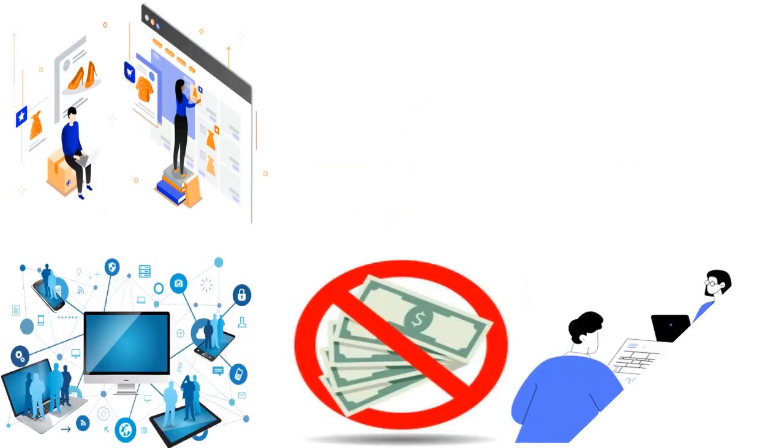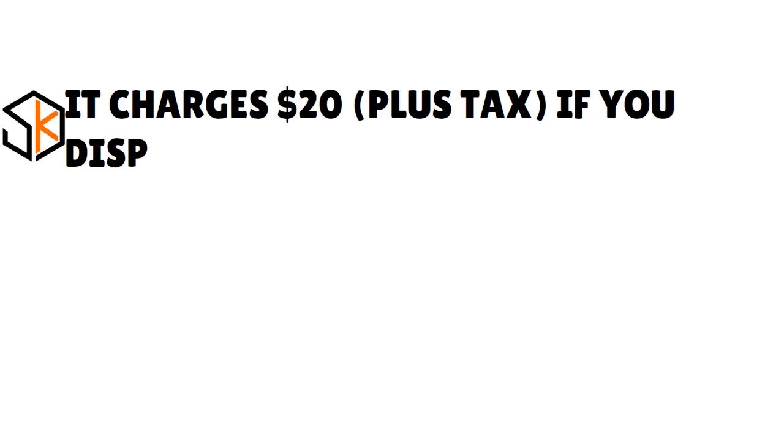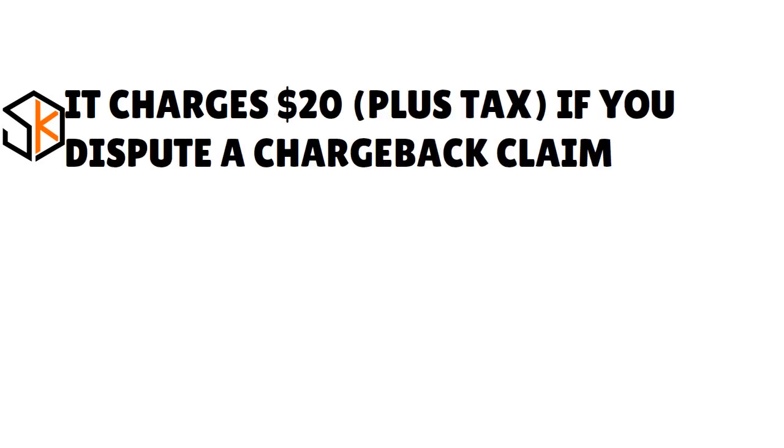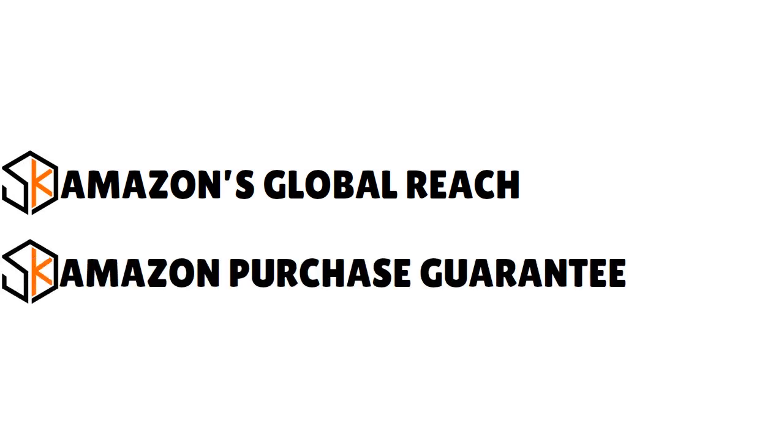If you process a refund, Amazon Pay refunds your percentage-based transaction fee, but keeps the 30 cents authorization fee. It charges $20 plus tax if you dispute a chargeback claim. So when you think about Amazon Pay, you have a lot of benefits. You have Amazon's global reach. That's pretty important to really consider. You have an Amazon purchase guarantee.